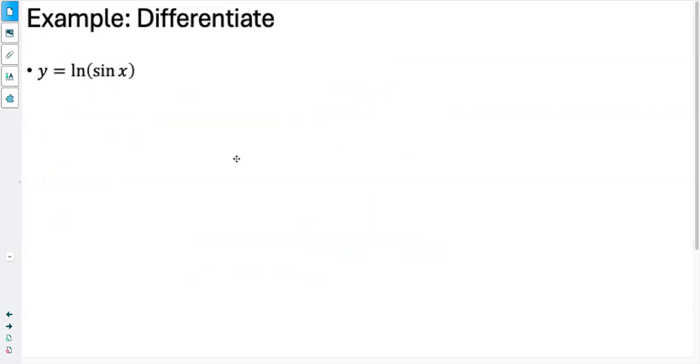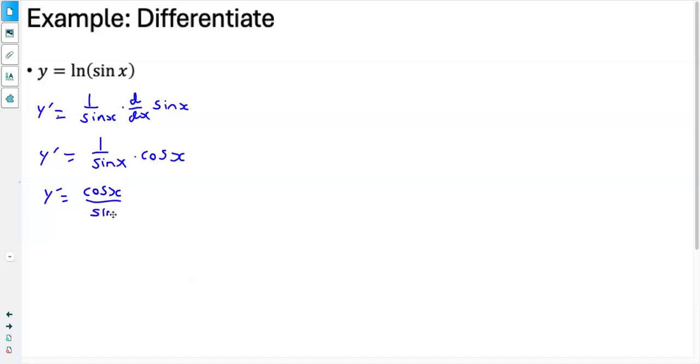Okay, so look at some examples. So we've got y equals the natural logarithm of sine x. So we're going to have to take the derivative of our natural logarithm. Then we'll have to use our chain rule for sine x. So we end up with y prime is equal to 1 over sine x times the derivative of sine x. So that gives us y prime equals 1 over sine x times cos x, which would be y prime is cos x over sine x, which means we have cotangent of x.